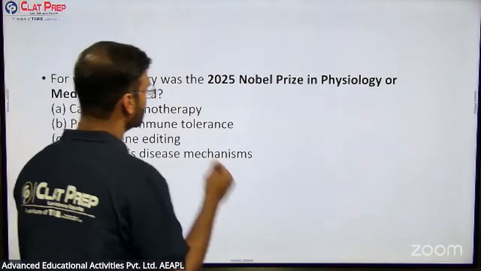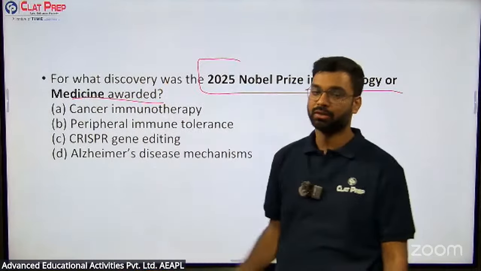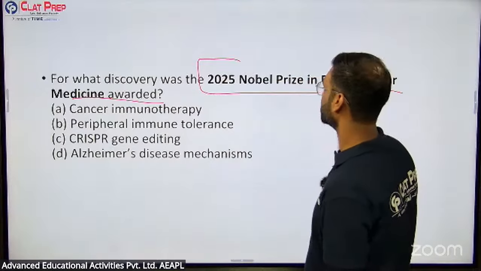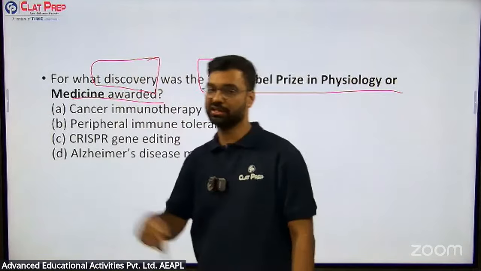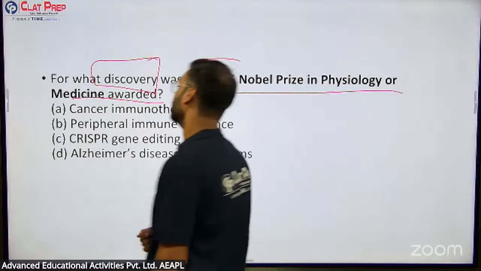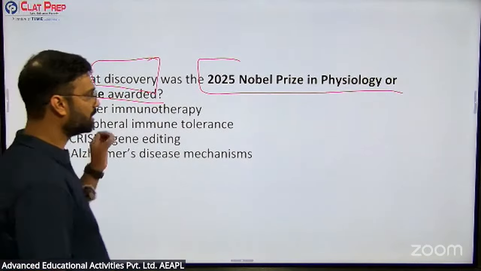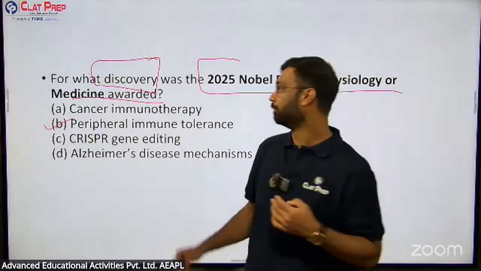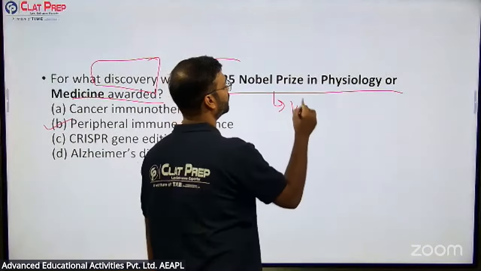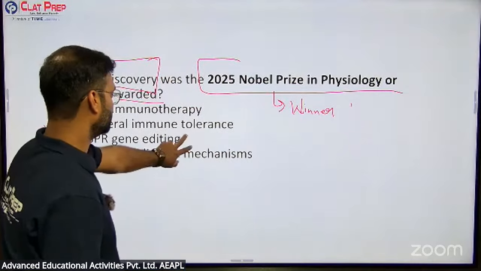For what discovery was the 2025 Nobel Prize in Physiology or Medicine awarded? As I told you, questions will be asked either about the winners who won the award or about their discovery, what discovery they made to win the Nobel Prize. For this year's prize, the area of research was peripheral immune tolerance. Apart from this information, you should also know who won the 2025 Nobel Prize in Physiology or Medicine.